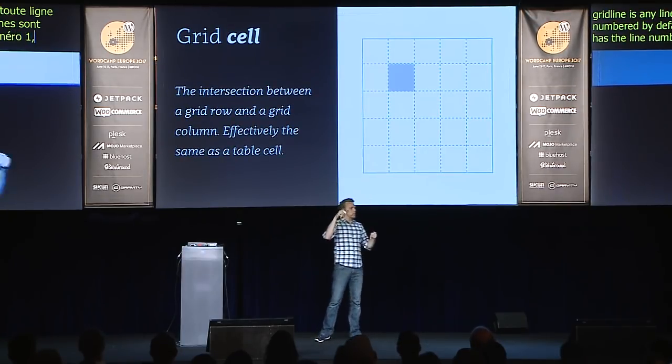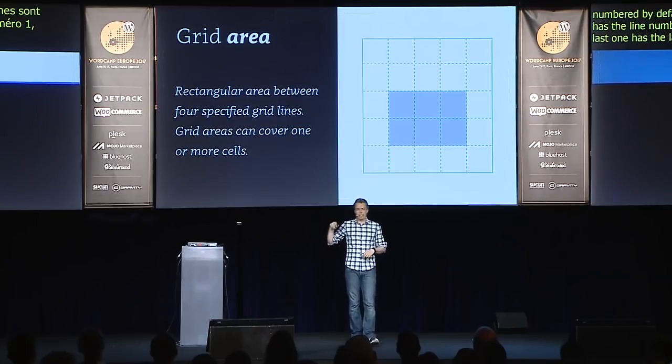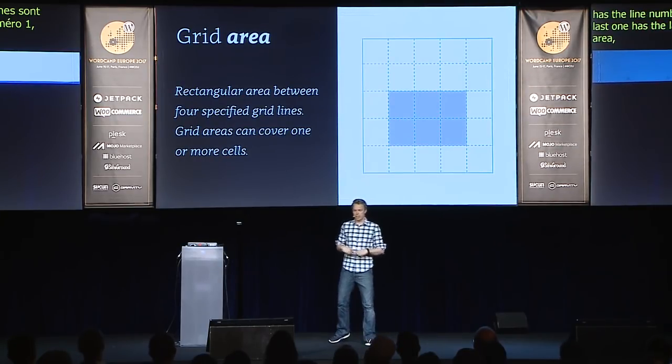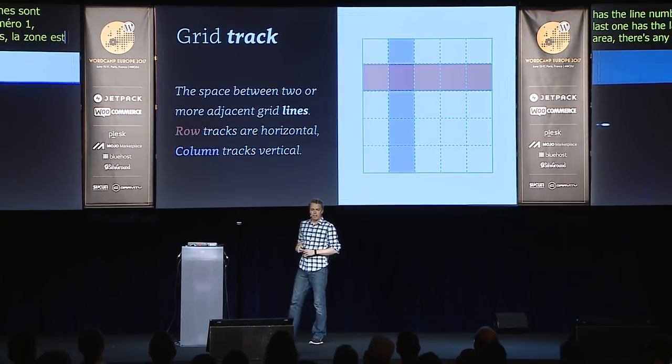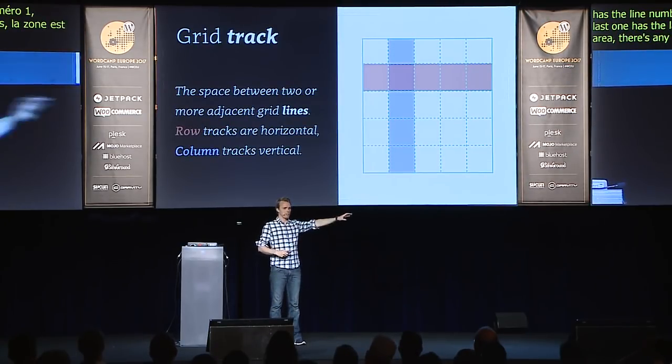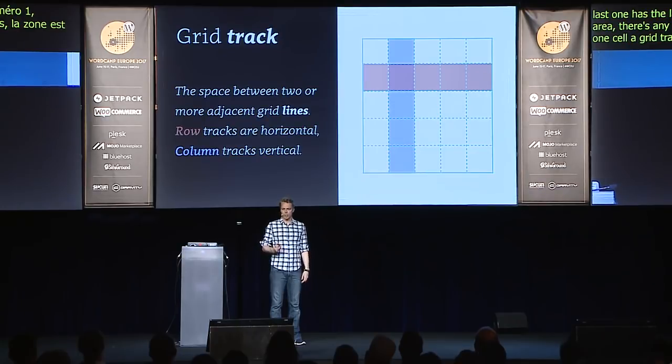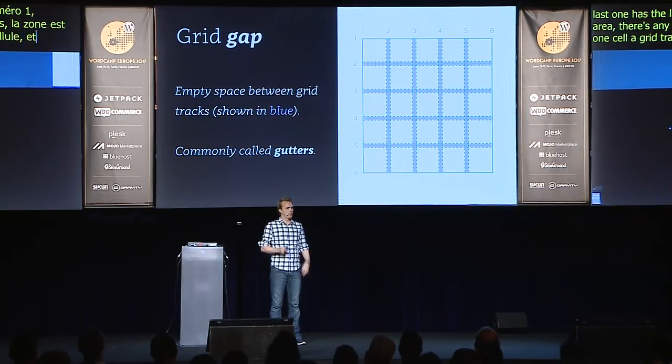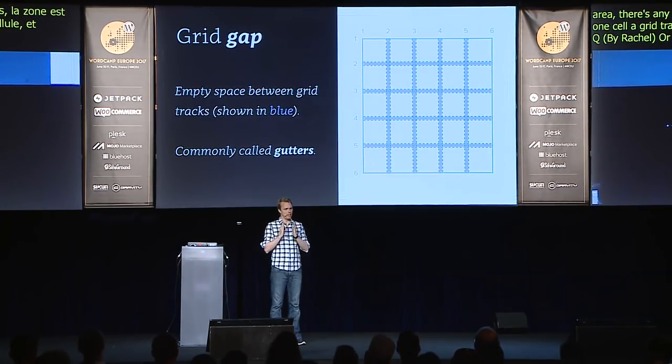A grid cell is any cell inside the grid. A grid area is any defined rectangular area inside the grid that covers more than one cell. A grid track is either a horizontal track or a vertical track, so a row or a column. And a grid gap is the space between each of the cells if you choose to add, basically, gutters.